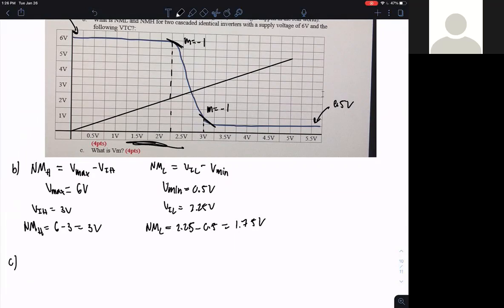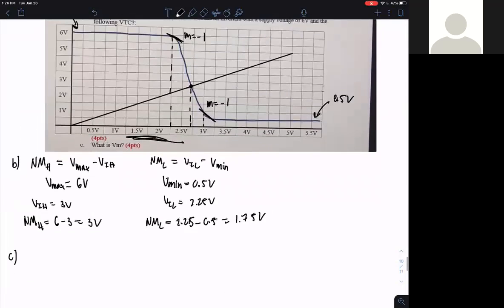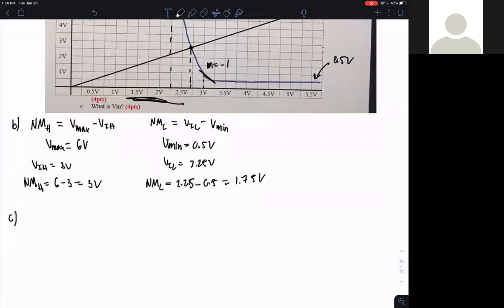So let's just do here, and we can just dot it down, and that's about 2.72 ish. So let's just do that. And yeah, I think that's it.